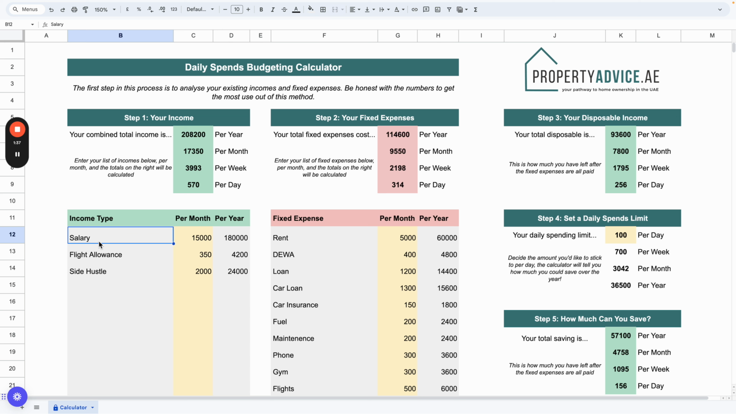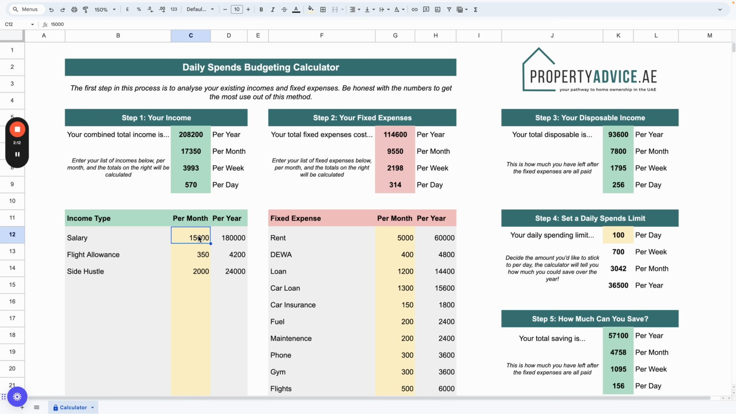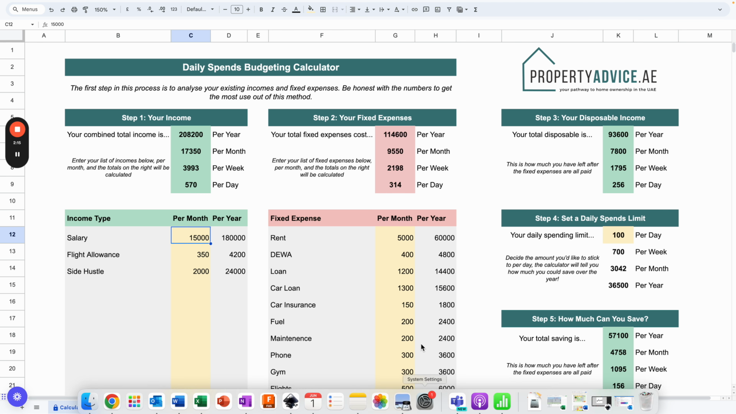The first step is to look at your income and your fixed expenses. So here's an example. Let's say you have a salary of 15,000. Now this will work for any currency, by the way. I may refer to dirhams and I may refer to UAE specific things like DEWA, for example, in Dubai, but you could apply this to any currency, it works just the same. So for your salary, income and expenses, we need to calculate everything per month. Even if you get your salary per year, you would just have to divide that number by 12 and type into only the yellow boxes on this spreadsheet.